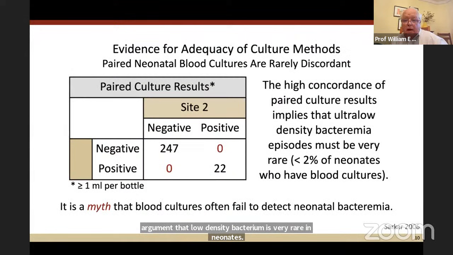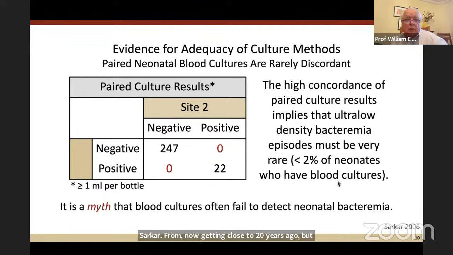Well, here's a paper from Dr. Sarkar, from now getting close to 20 years ago, but still using modern technologies, where they looked at paired culture results where blood samples were drawn from separate sites at the same time. So these are essentially simultaneous cultures in 269 babies. Each culture bottle received at least 1 milliliter inoculum. So these were adequate volumes of blood.